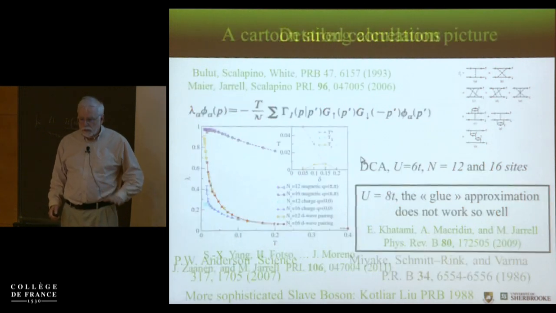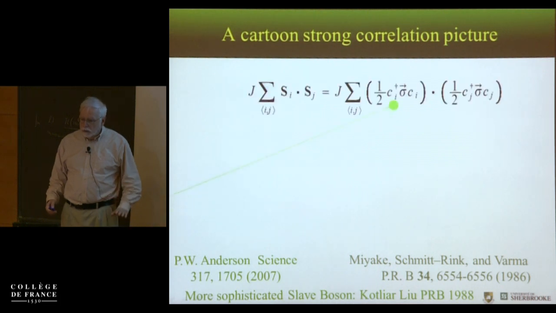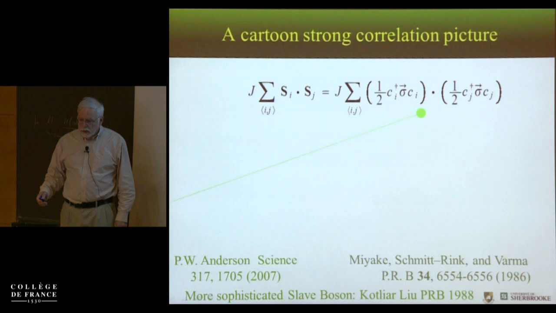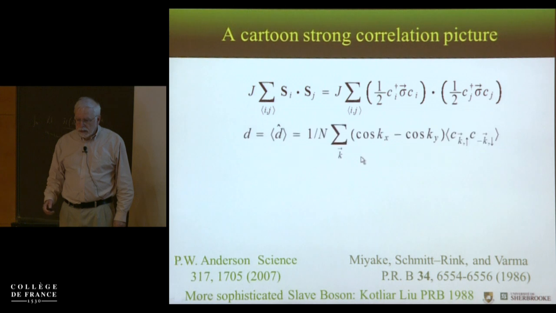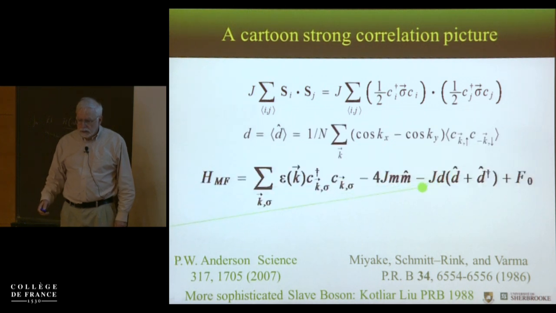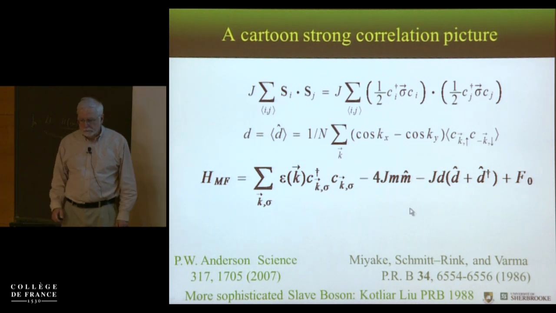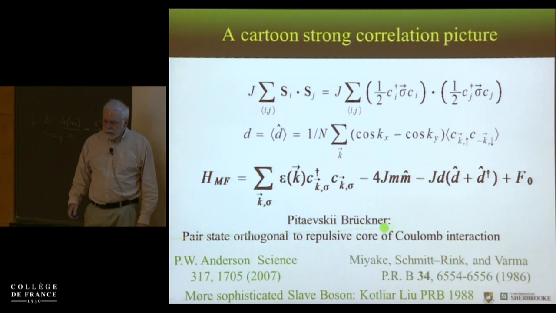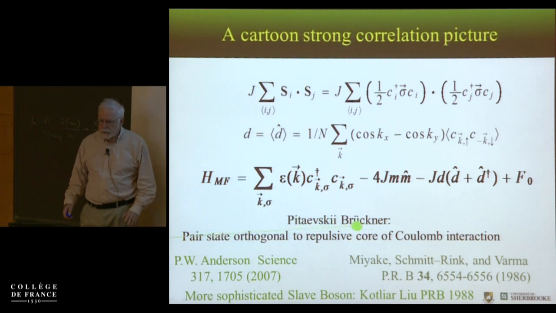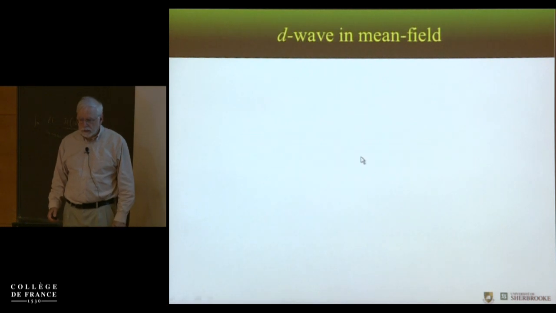So what happens for large values of U? Well, this goes back to the very beginning of high-Tc, where Anderson proposed that if you look at the superexchange interaction, then you can factor this a la BCS, and you will get some attraction here, minus J times D. And this was done, actually, in this paper by Kotliar and Liu with slave bosons, that found d-wave first. Anderson credits this to Pitaevskii and Brueckner in the theory of nuclear matter, but I could never find this reference.